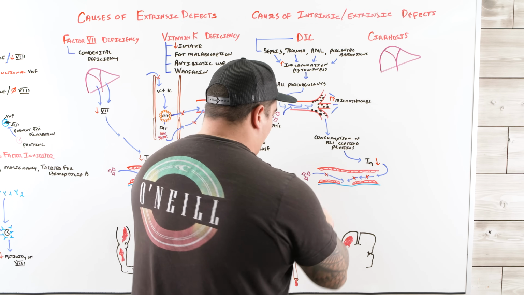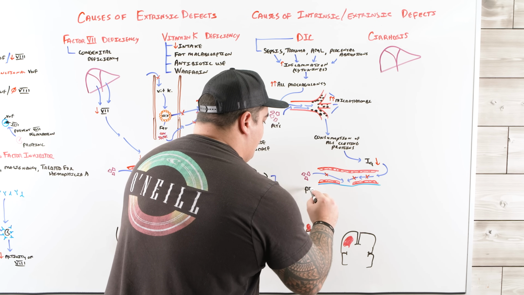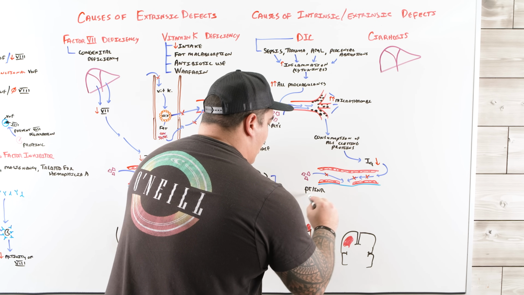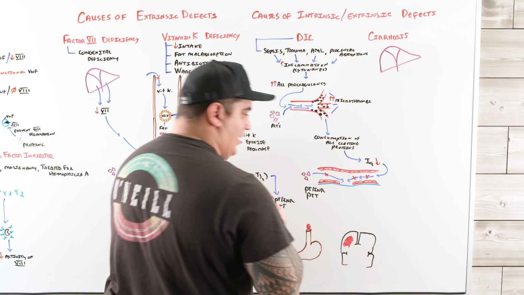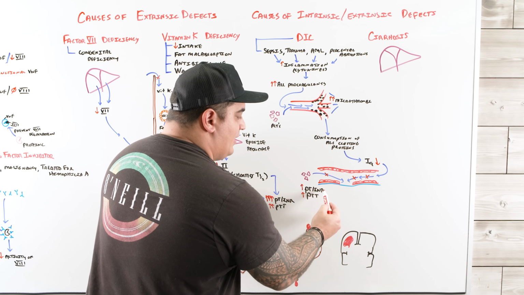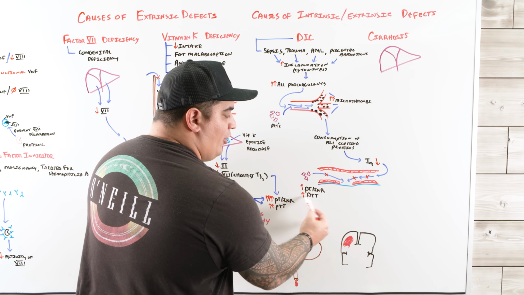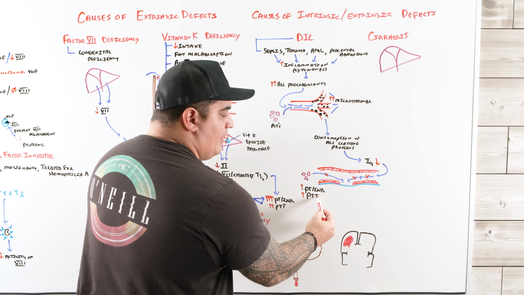So what would I expect if I looked at these patients' labs? I would expect them to have an elevated PT-INR. I would expect them to have an elevated PTT, right? Because why? They're having a decrease in all clotting proteins. That includes factor 7 and tissue factor, and it includes factors 12, 11, 9, 8.